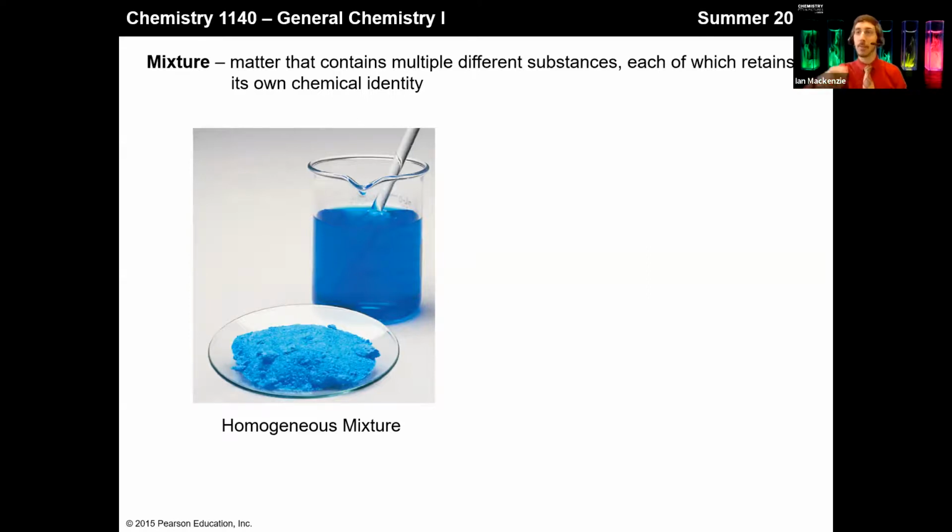If you took a sample of this mixture from the top, it would have the same composition as if you took it from the bottom or from the middle.